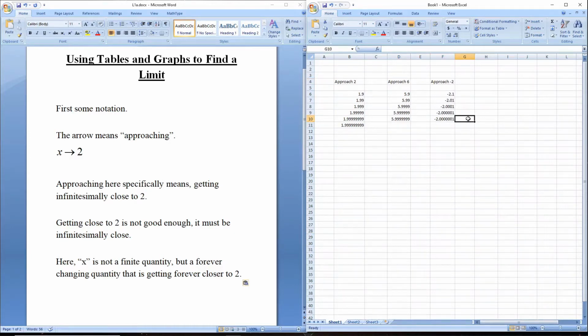Remember again, this is the infinitesimal. We are going to get forever closer. And since we're getting forever closer, it means we never really become that number. We just get really, really close.